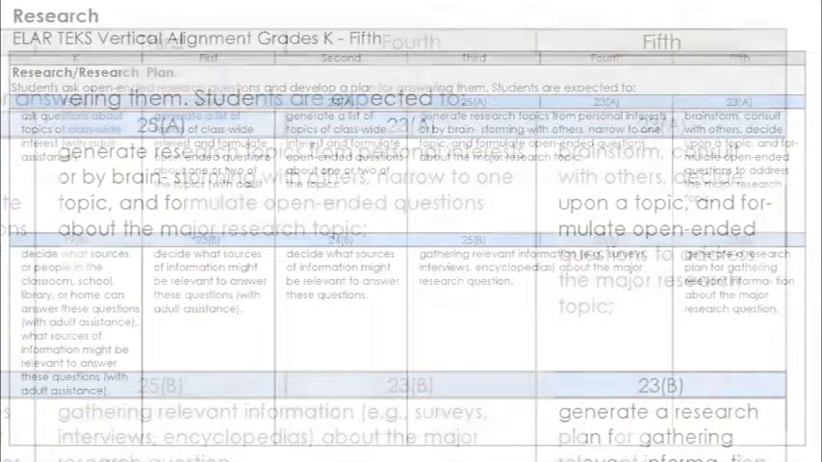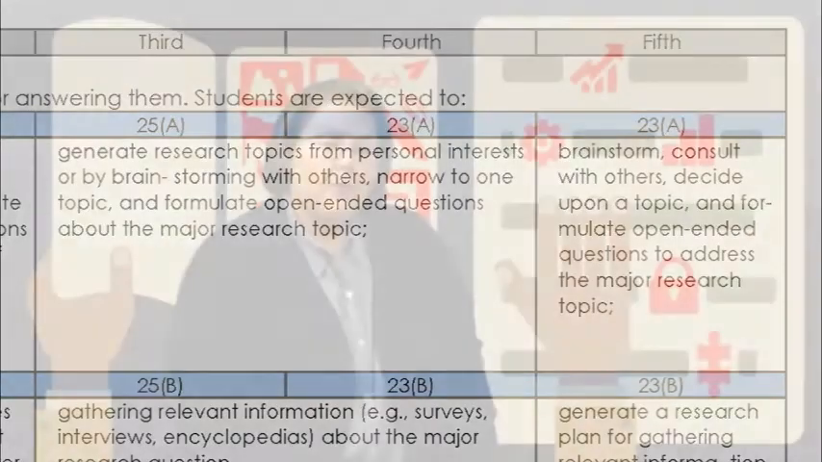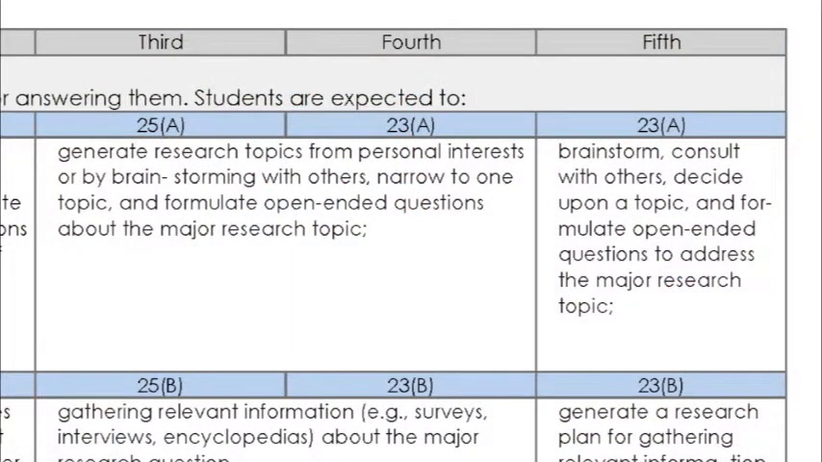And then our last grade level is 5th grade. In 5th grade, this is also done independently. They will brainstorm, then they will consult with others. So after the student has already brainstormed ideas, they can consult with their partner, with a teacher, and then decide upon a topic for multiple open-ended questions. So they're really diving deep into that topic.